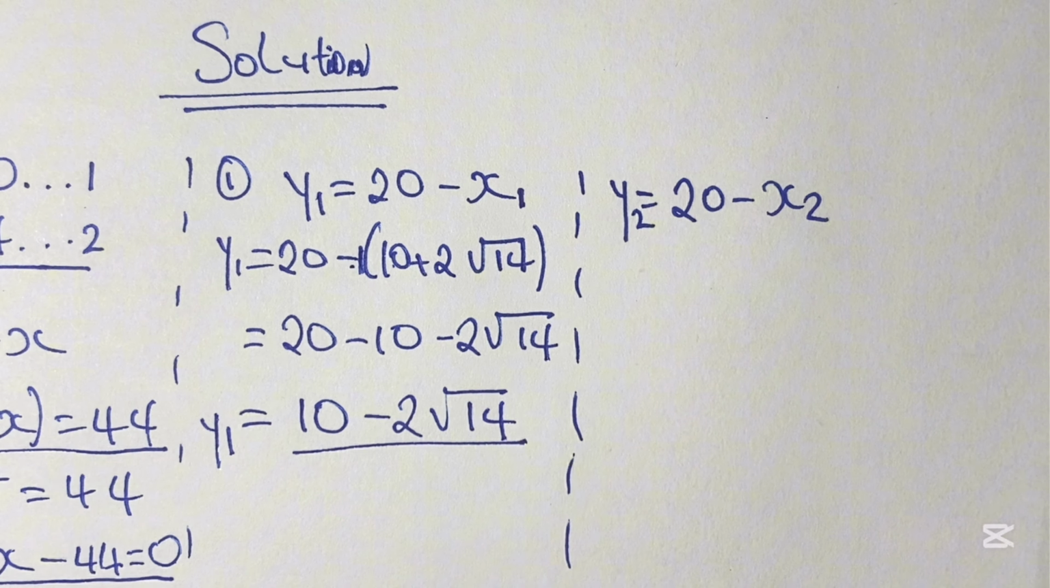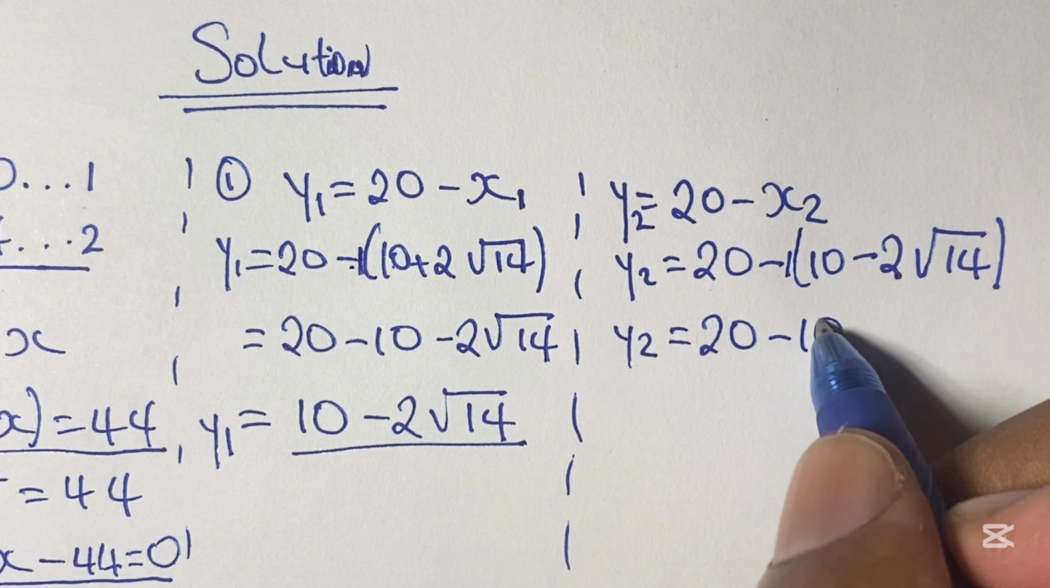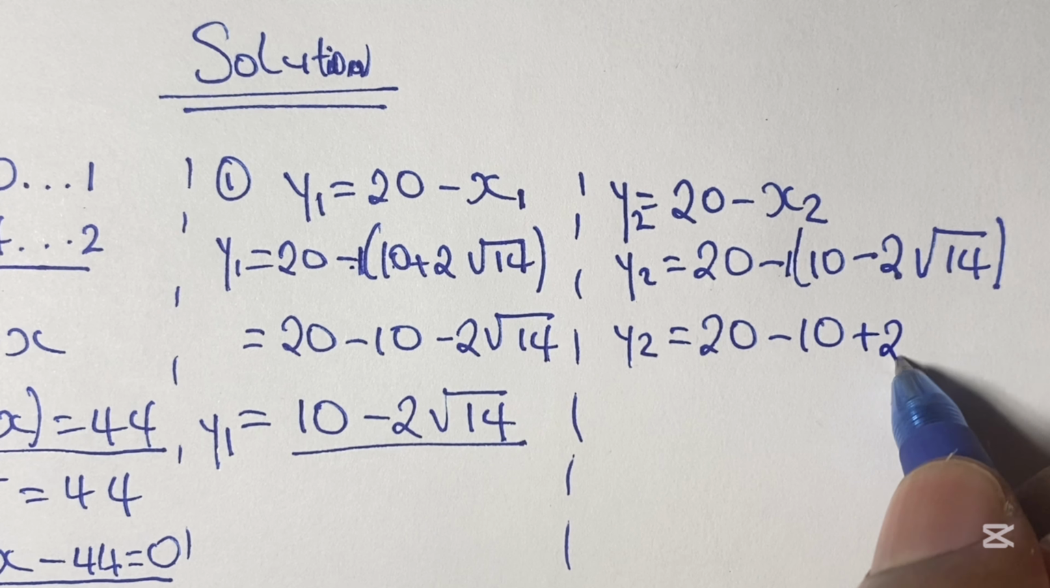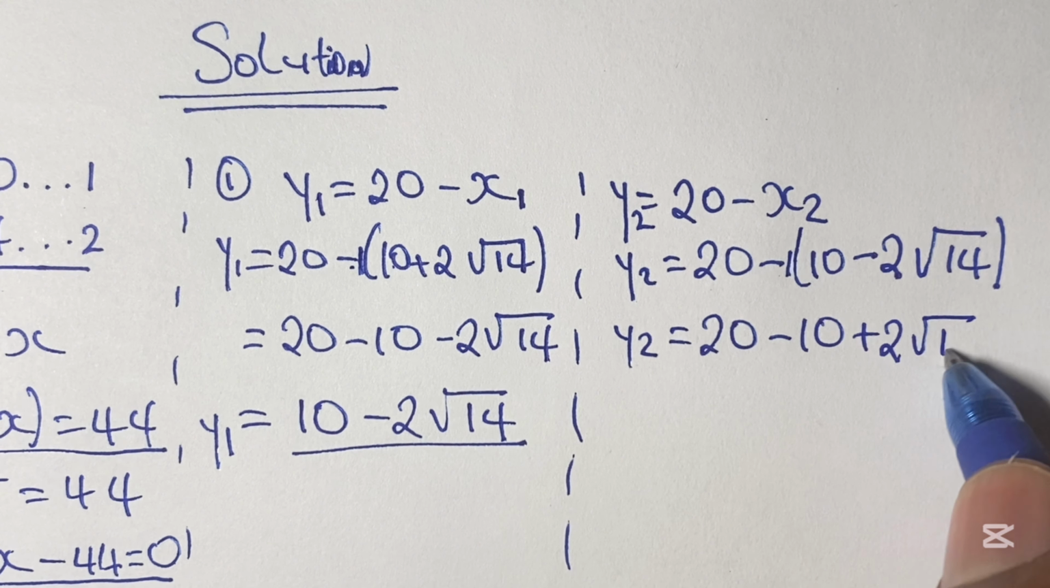Now let's go over to the other side. We have y2 is equal to 20 minus x2. And that is written out as y2 is equal to 20 minus the value of x2, which is 10 minus 2 root 14. And doing this equation again, we can see here that we can have 20 and also the negative 1 here is going to make this a negative 10, and the negative 1 times negative 2 is also going to give us a different operation, which is a positive 2 root 14.